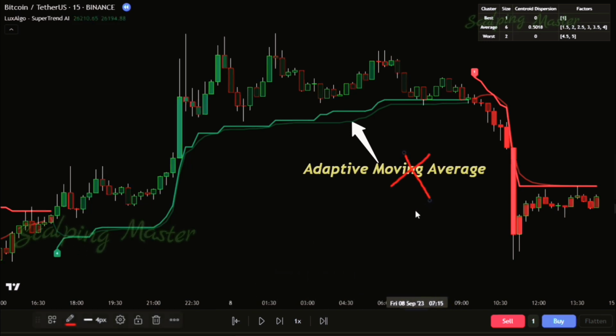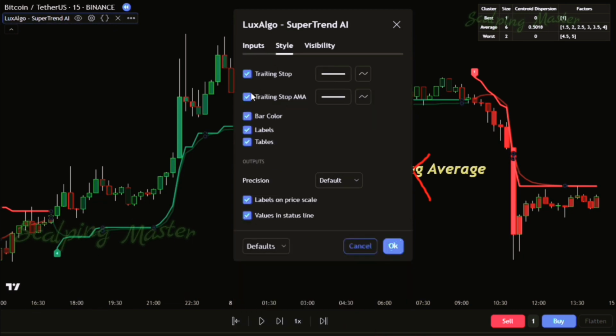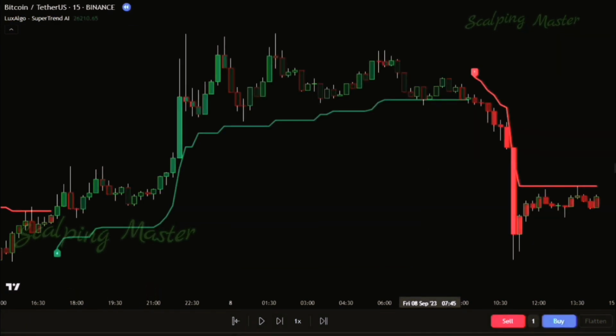Personally, I don't often use the adaptive moving average when I trade. To remove it, go to the settings, and under the style, disable the trailing stop AMA. We won't be using the tables either, so uncheck that option as well. Keep your chart clean, as that's what you should aim for as a trader.